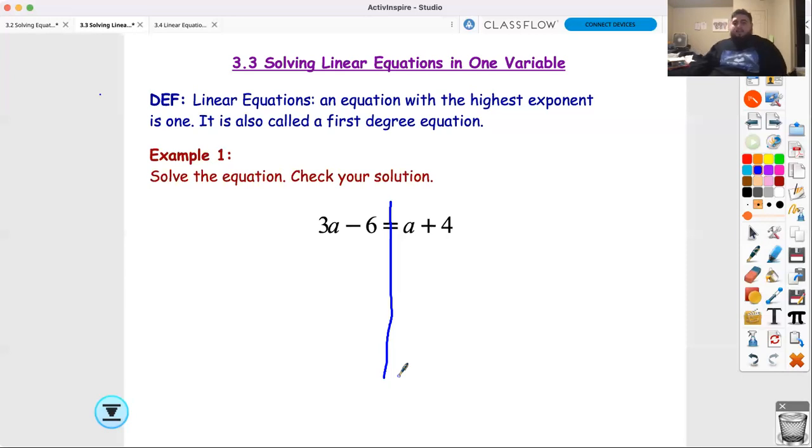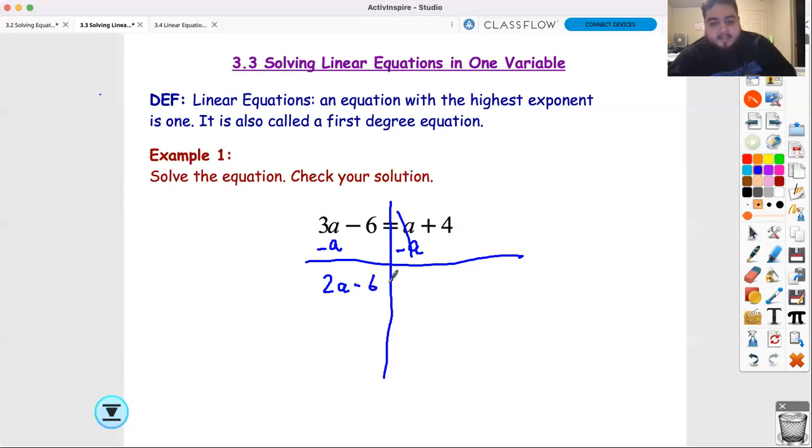Let's go ahead and look at example 1. Solve the equation, check your solution. So let's go ahead and solve. We want letters on one side, so A's on one side, numbers on the other. To move this positive A to the left side, I'm going to subtract it. What I do to one side, I do to the other. Notice how I kept A's with A's. So cancel the A's out here. 3A take away 1A is 2A. Bring down the -6 and the 4.